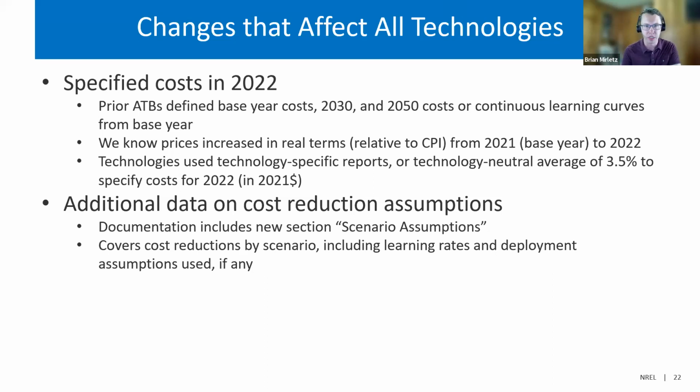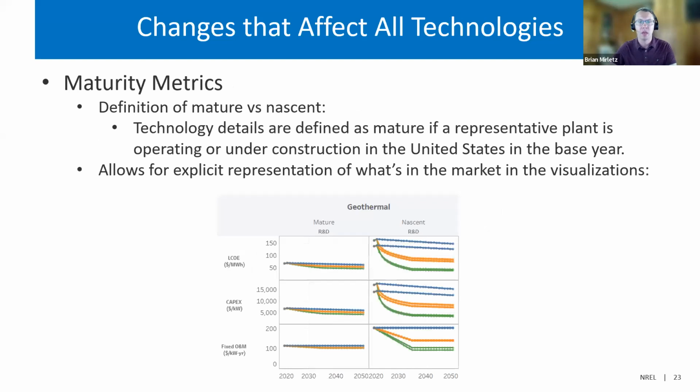Additionally, most technologies publish additional data on their cost reduction assumptions. If you go to the website, the documentation has a new section titled Scenario Assumptions, and this covers how the analysts arrived at the cost reductions by scenario, including specifics on what learning rates were used and what deployment assumptions went into those learning rates if the technologies use learning rates as their underlying methodology. And some use bottom-up cost models for specific years.